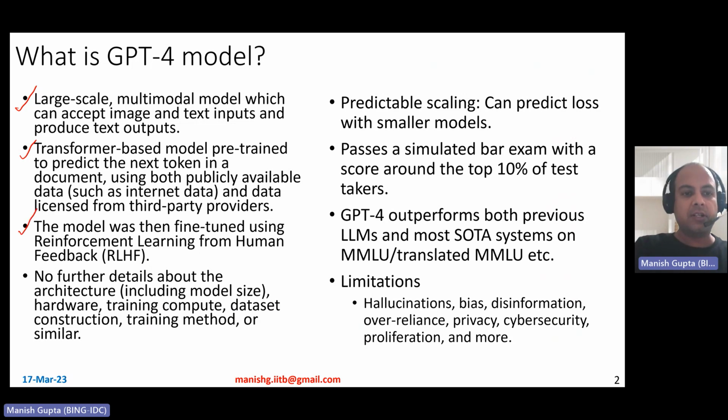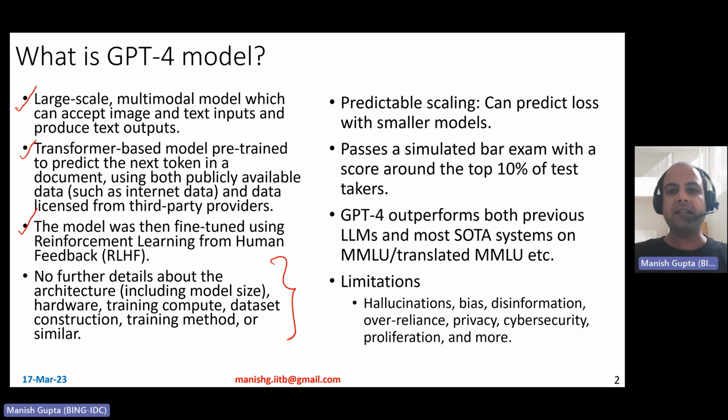Just like the InstructGPT model, this model was also further fine-tuned using RLHF, which is reinforcement learning from human feedback. Unfortunately, from a model training perspective, there are not many details in the paper made available so far. There are no details about architecture, model size, number of layers, hardware used to train, training compute, or dataset construction. No details at all. But still, the paper is very interesting, and therefore we'll talk about other interesting things about this model.